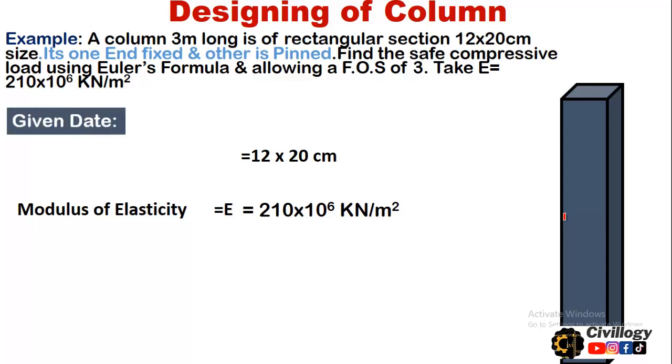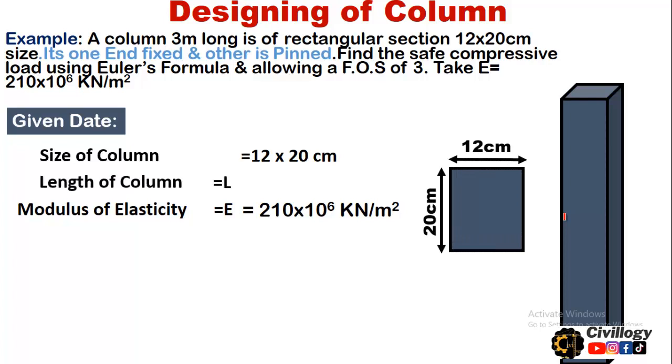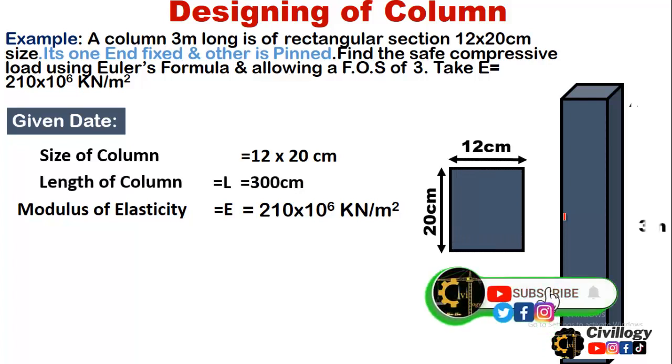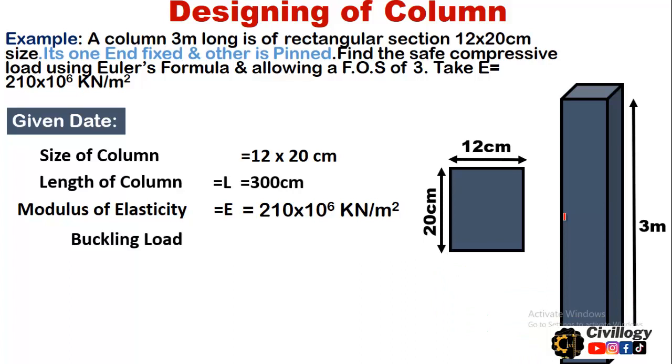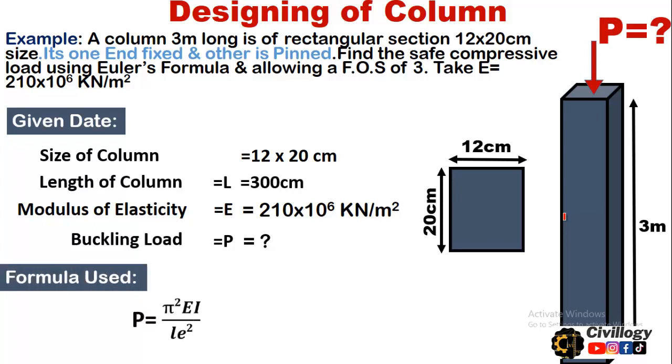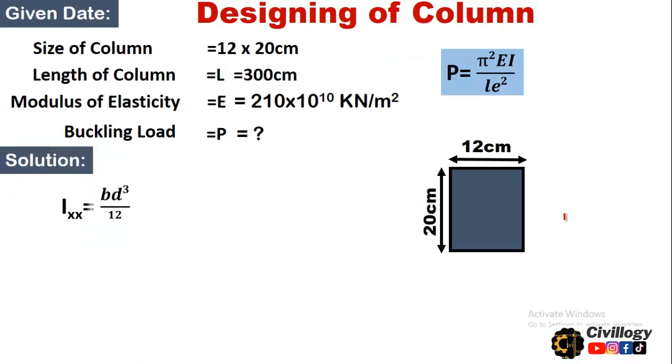Let us extract the given data. The size of the column is 12 by 20 centimeter and the length of the column is 3 meters, or you can say 300 centimeters, and the modulus of elasticity is given as 210 multiplied by 10 raised to the power 6 kilonewton per meter square. We will have to find the buckling load and then convert it into safe load. The formula used, as discussed earlier, is Euler's formula. P is for buckling load, and all the other things have been discussed.